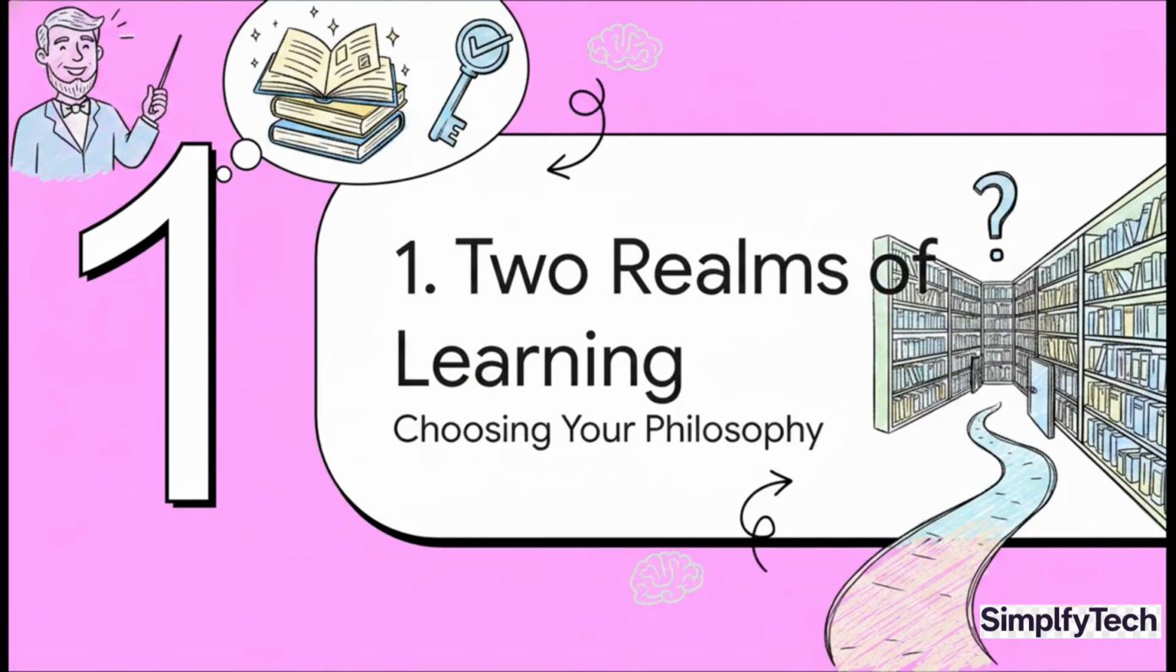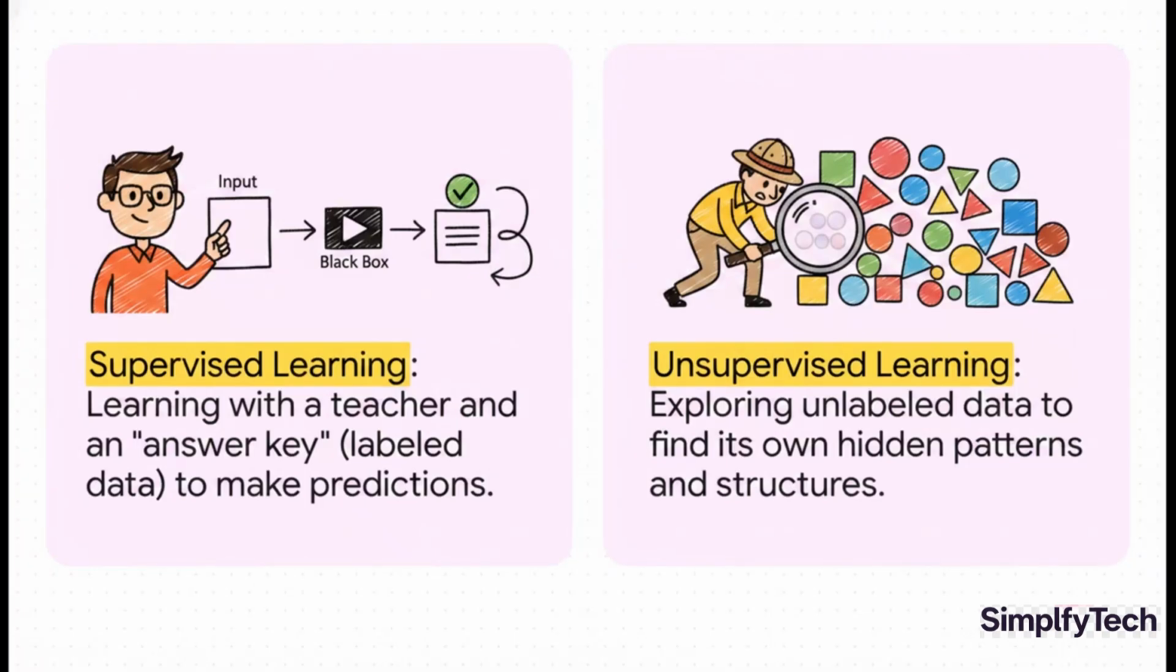So every single project starts with one huge decision. This is probably the first question you'll get on an exam, and for sure the first one you'll face in the real world. Are we giving our model a teacher, with an answer key to study from? Or are we just throwing it into a library with no catalog and telling it to find the patterns all by itself? This really breaks it down perfectly.